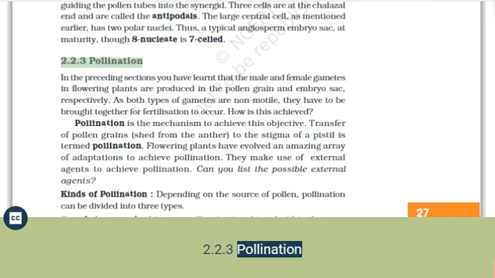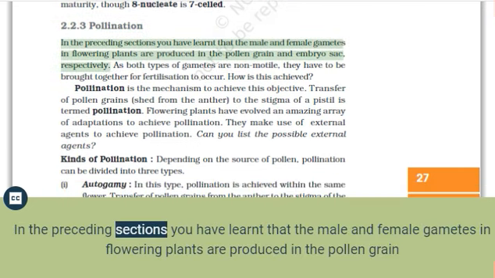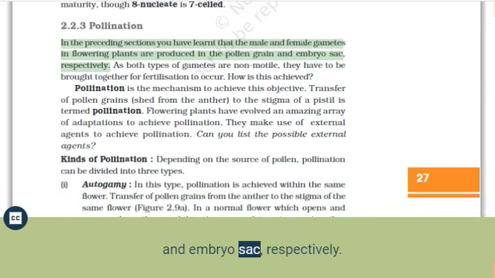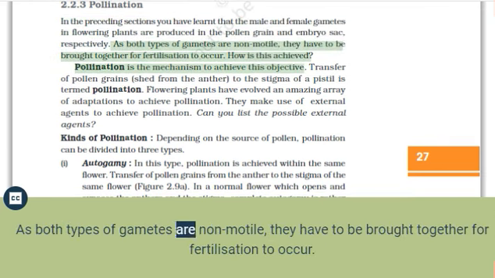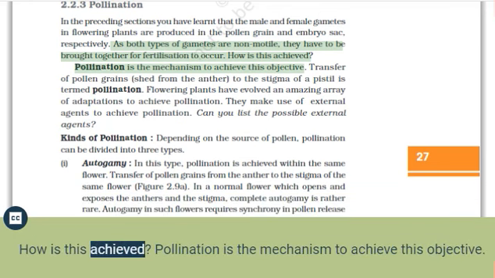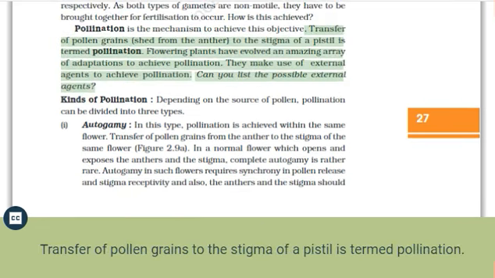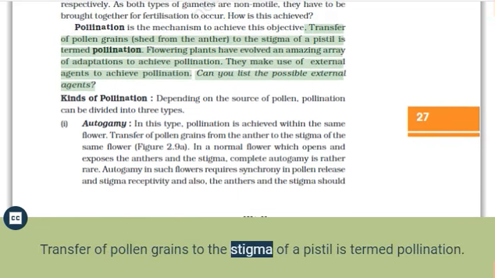2.2.3 Pollination. In the preceding sections you have learnt that the male and female gametes in flowering plants are produced in the pollen grain and embryo sac, respectively. As both types of gametes are non-motile, they have to be brought together for fertilization to occur. How is this achieved? Pollination is the mechanism to achieve this objective. Transfer of pollen grains to the stigma of a pistil is termed pollination.